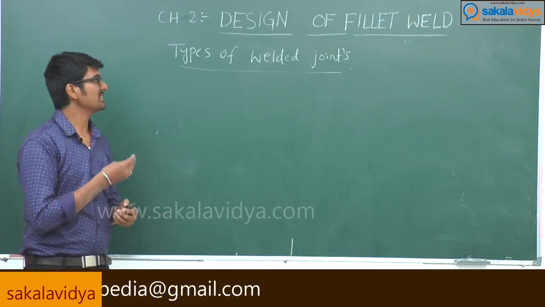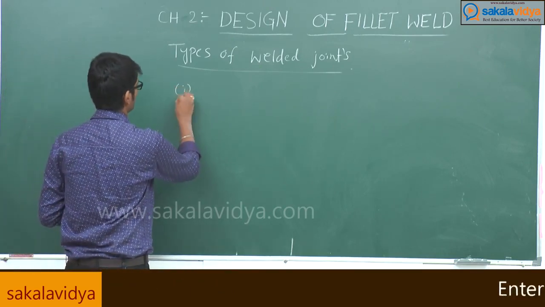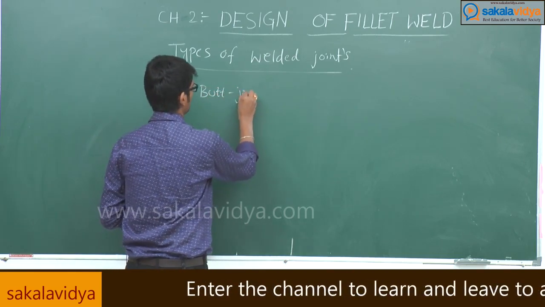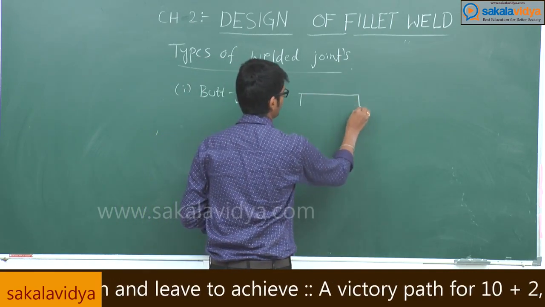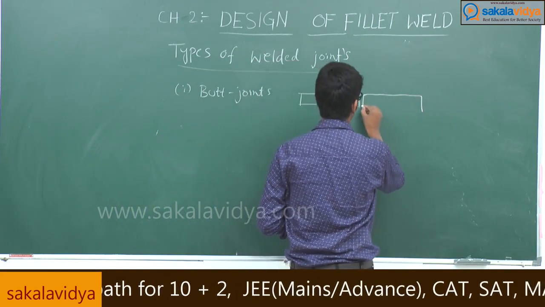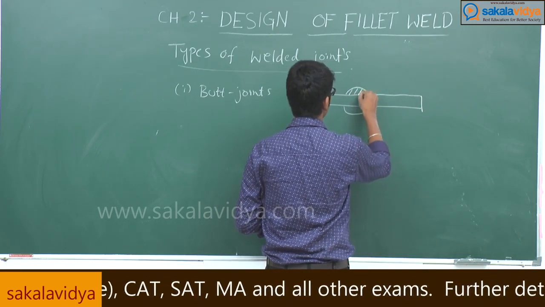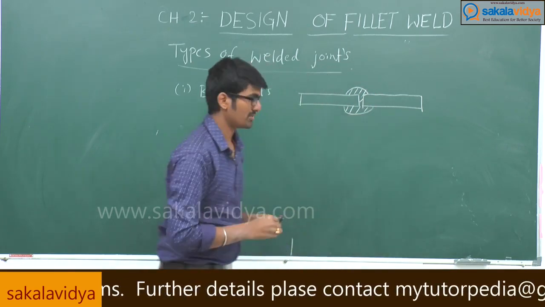Now let us see the sketches of types of welded joints. The first one is the butt joint. Based upon the joints, let us see the sketches. When the welding of two plates or members is done in one plane, the same plane, it is an example of a butt joint.